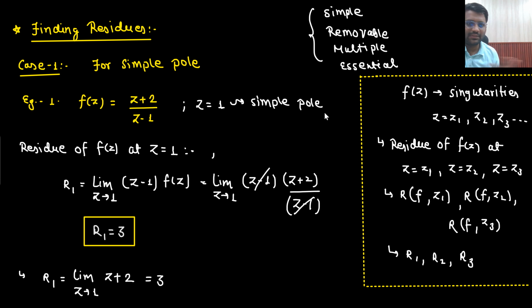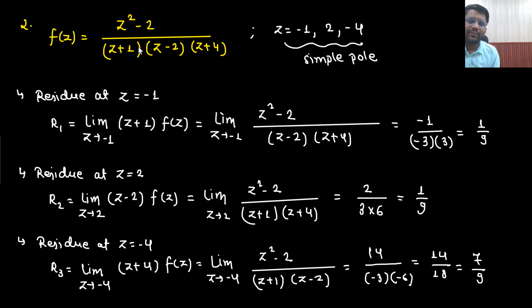So this is the way for a simple pole. Very simple process, very straightforward process. Sir, simply whoever is creating the problem, remove that and just put the singularity. The singularity is z equals 1, put z equals 1 here, get the answer. Here there are 3 of them, sir. First this one is creating the problem, I removed it, put z equals minus 1. Then this one was creating the problem, I removed it, put z equals 2. Then this one was creating the problem, sir, I removed it, put z equals minus 4, get the answer.